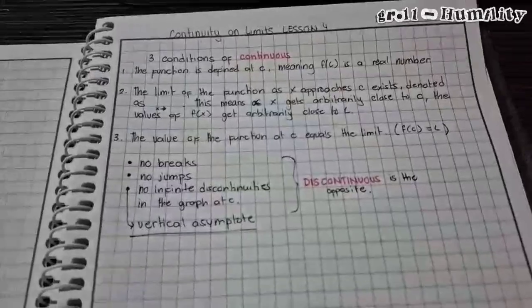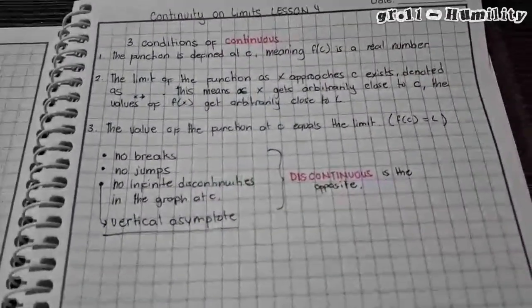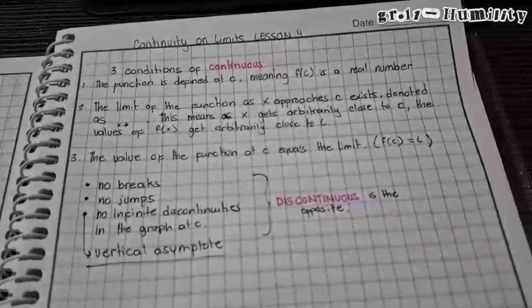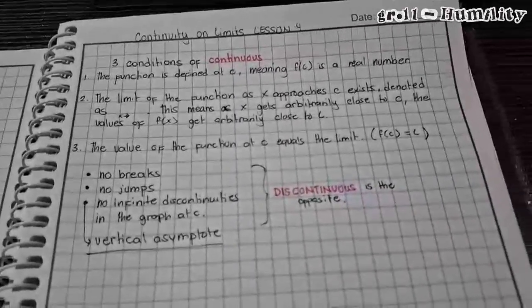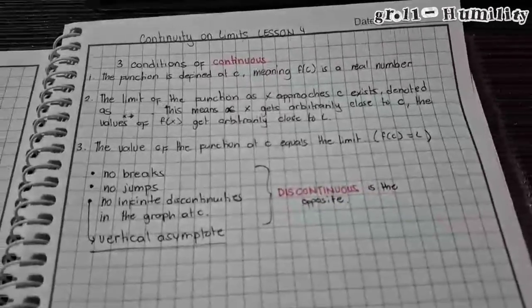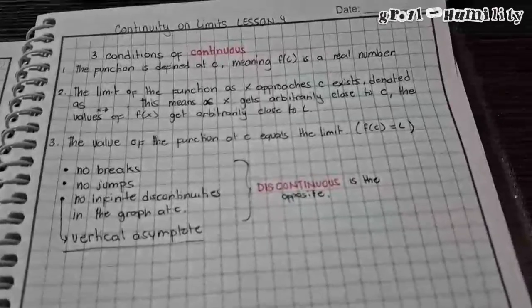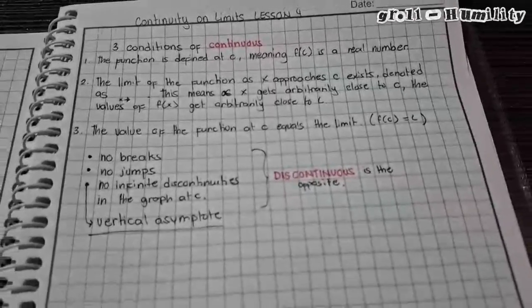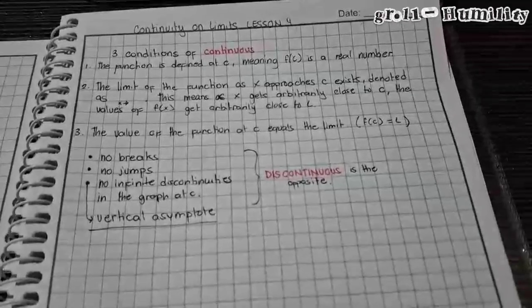I will be discussing continuity on limits. First, let us know the difference between continuous and discontinuous functions. There are three conditions of continuity. Number 1, the function is defined at c, meaning f of c is a real number. Number 2, the limit of the function as x approaches c exists. This means as x gets arbitrarily close to c, the values of f of x get arbitrarily close to L. Number 3, the value of the function at c equals the limit. In the graph, there are no breaks, no jumps, and no infinite discontinuities.